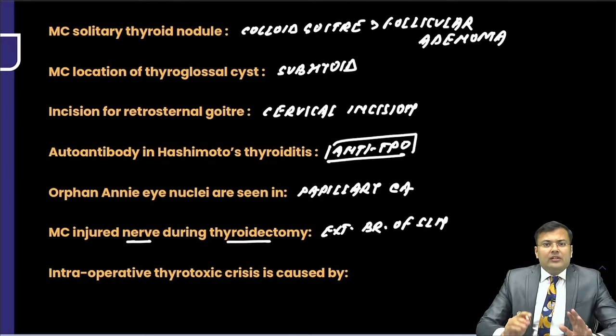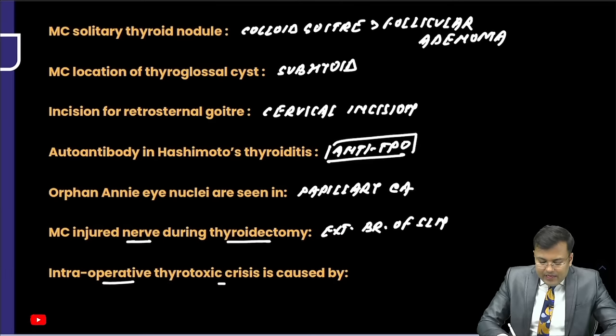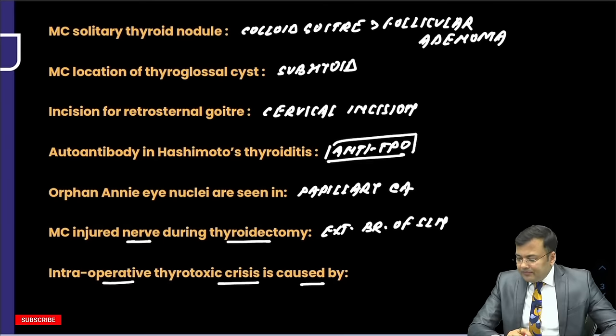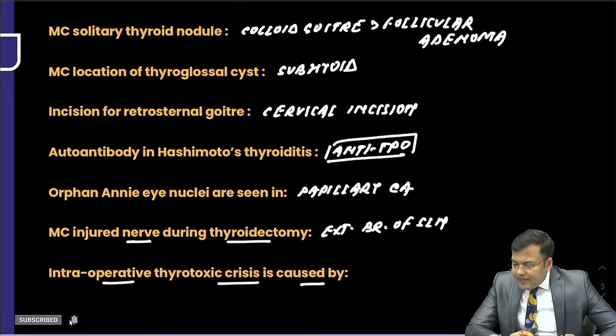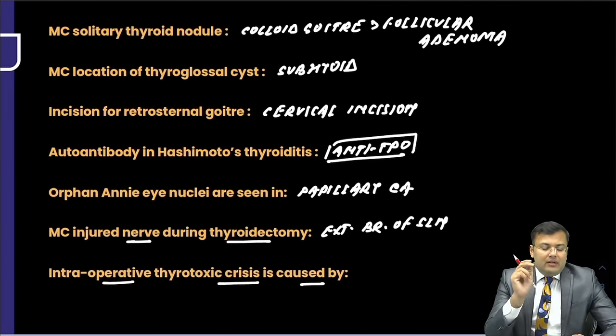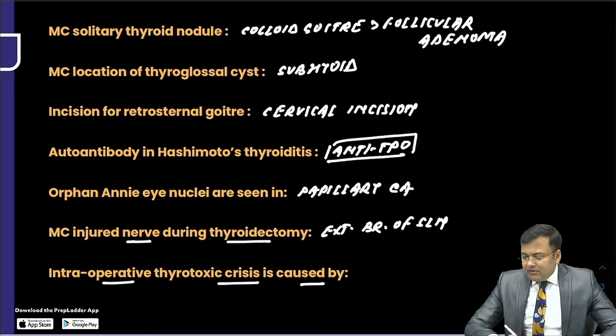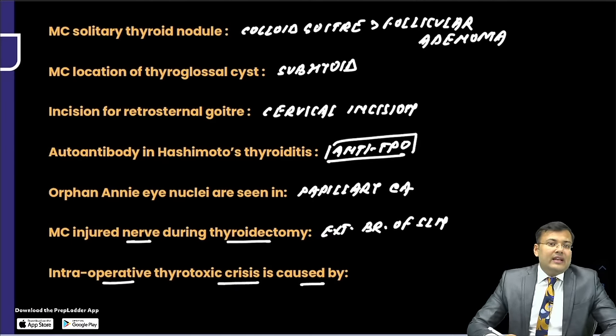Next question. This was asked many times in AIIMS and INI-CET. Intraoperative thyrotoxic crisis is caused by. Yes. G2 Meena, two times he marked the answer correctly. Intraoperative thyrotoxic crisis is caused by inadequate preoperative preparation. So what is the cause?